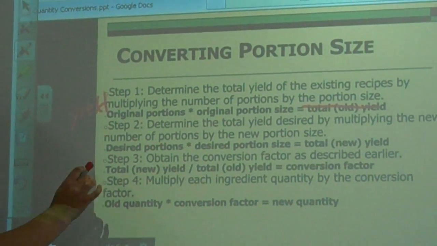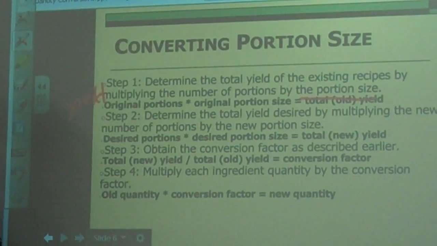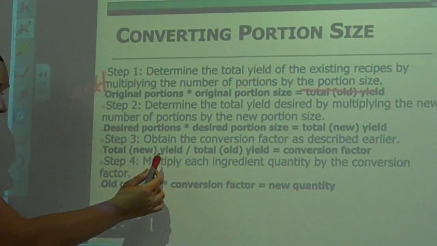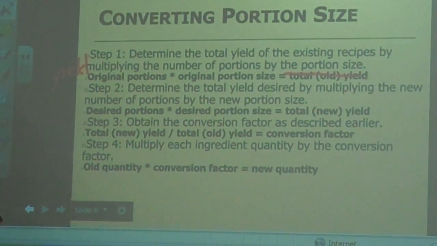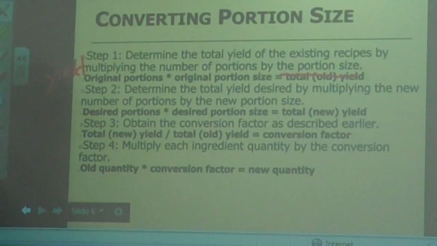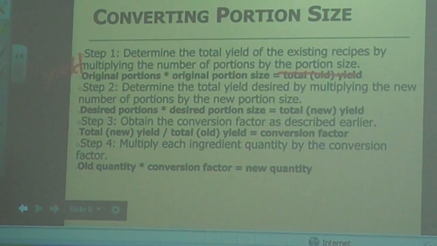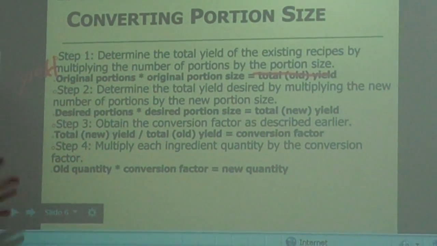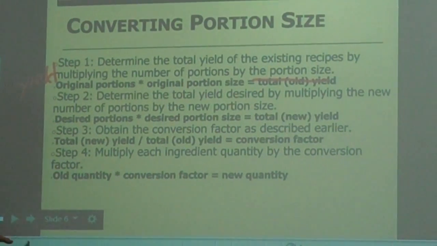Okay? Then what you're going to do is take what you learned in the old steps and obtain the conversion factor. To do that, you'll have your new yield, and then your total old yield, and at this point it's going to be in ounces, and that's going to give you your conversion factor. Take your conversion factor and multiply it by each ingredient quantity, and then you'll have your new quantities. Now, again, oh my God, what am I supposed to do? Let's put this into perspective for you.